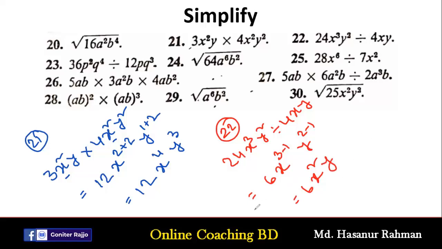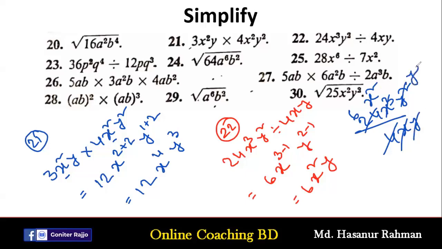Or you can solve it in another way. Look at it, 24x cube y square divided by 4xy. So divide 24 by 4, that will be 6. x cube by x, that will be x square. y square by y, that will be y. So look, you will get the same answer here, 6x square y.